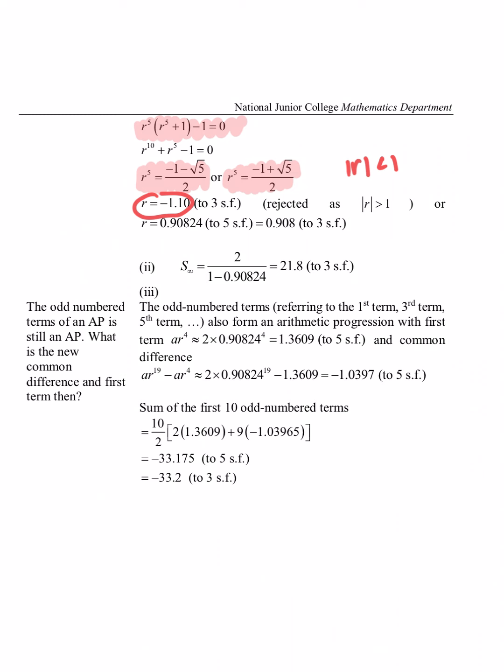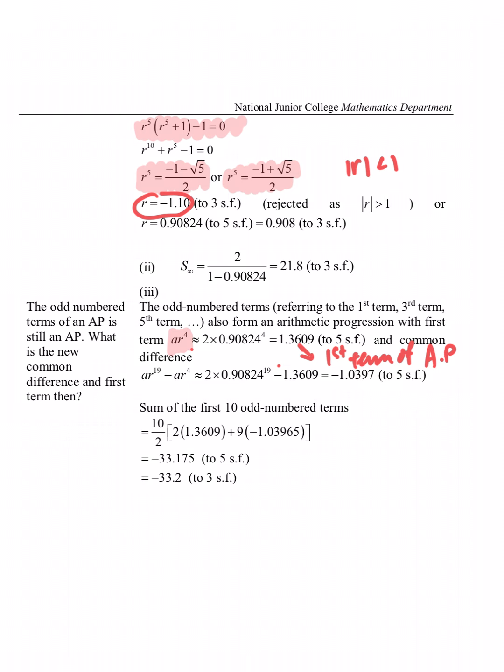We are supposed to find the sum of the first 10 odd-numbered terms of the AP. So we have already found the first term of the AP. The first term of the AP is the 5th term of the GP. We have already found the R and the A, so we can find the first term of the AP. So this value here is the first term of the AP. We are only lifting up the odd-numbered terms.